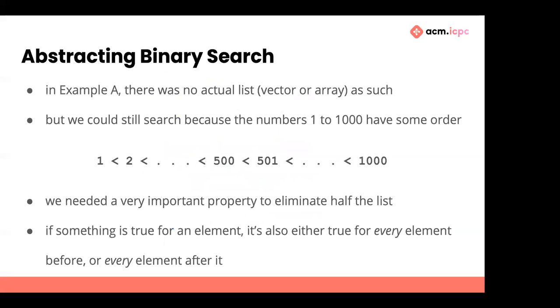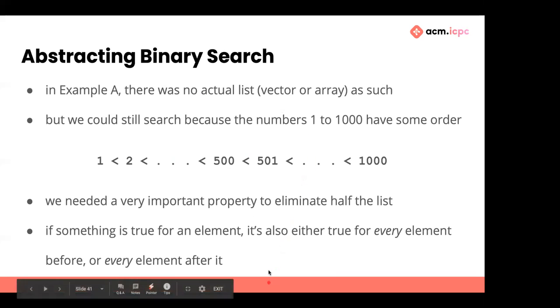Okay. So the one thing to note is that in example A, there was no actual list, right? We never stored the numbers between 1 and 1,000. And in fact, there was also no sorting because there were no numbers that we had to sort. The numbers from 1 to 1,000 are technically already in some order. And this sorted order is basically just the ordering of the integers that go from 1, 2, 3, 500, 501, so on to 1,000. And we know this ordering is basically just the inequality of less than.